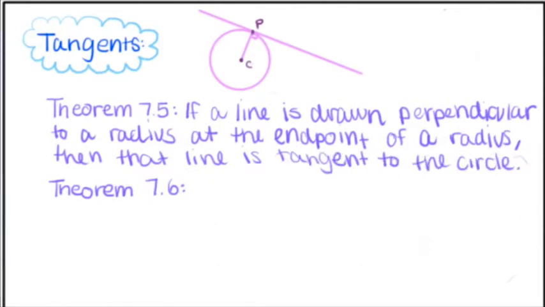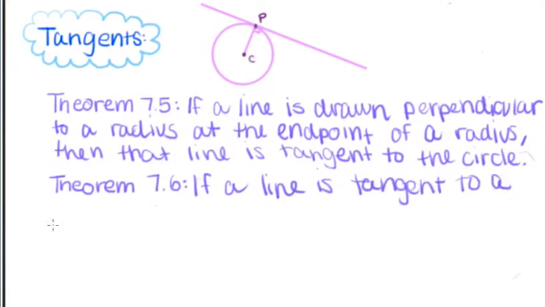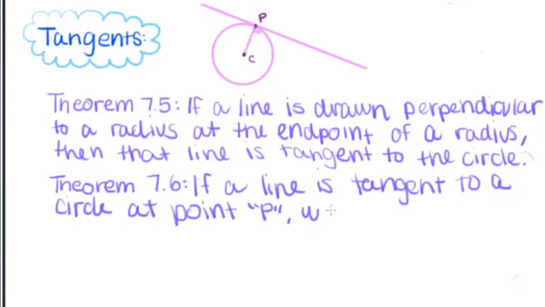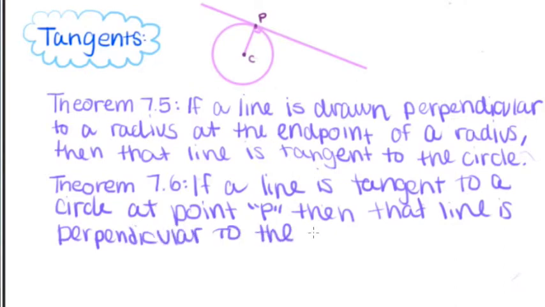And theorem 7.6 is actually the converse of theorem 7.5. It states, if a line is tangent to a circle at a point P of the circle, then that line is perpendicular to the radius drawn at point P.